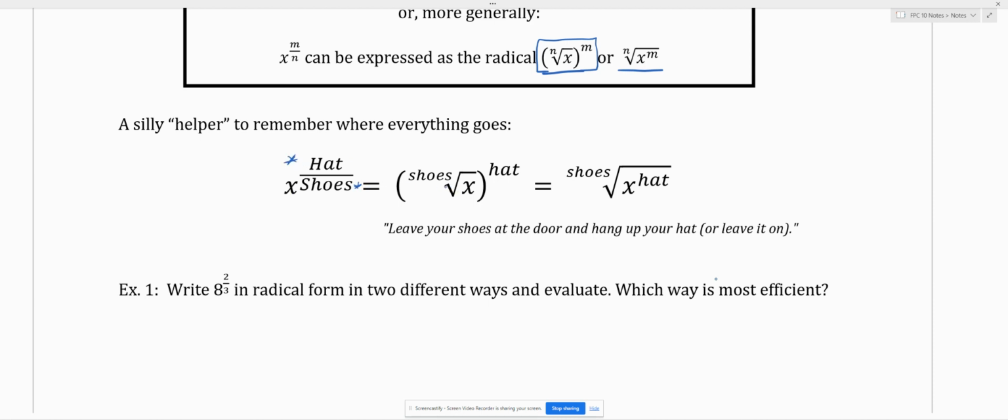So if you think of this radical kind of like a house, we leave our shoes at the door, so they go outside here as the index, that's where that number goes, and we hang up our hat or leave it on is one way to think of it. So the hat goes up top, or leave it on top of the X if the X was the person.